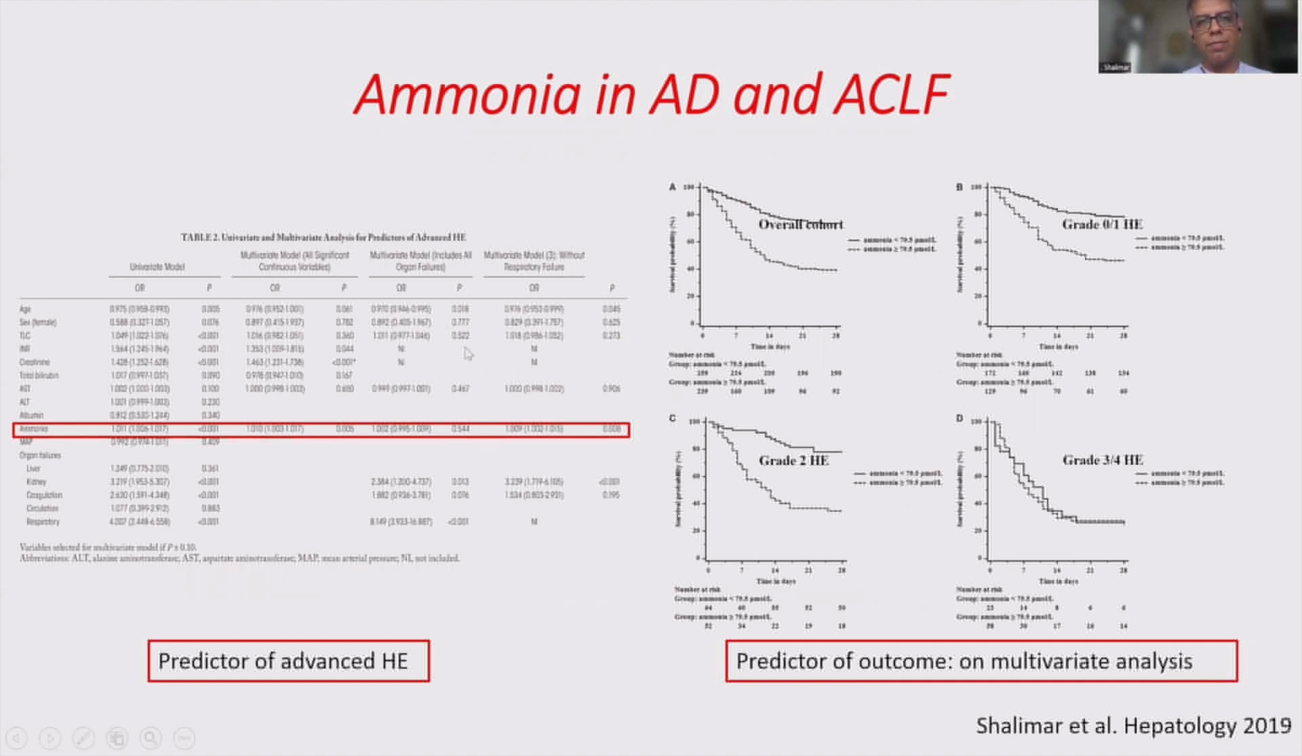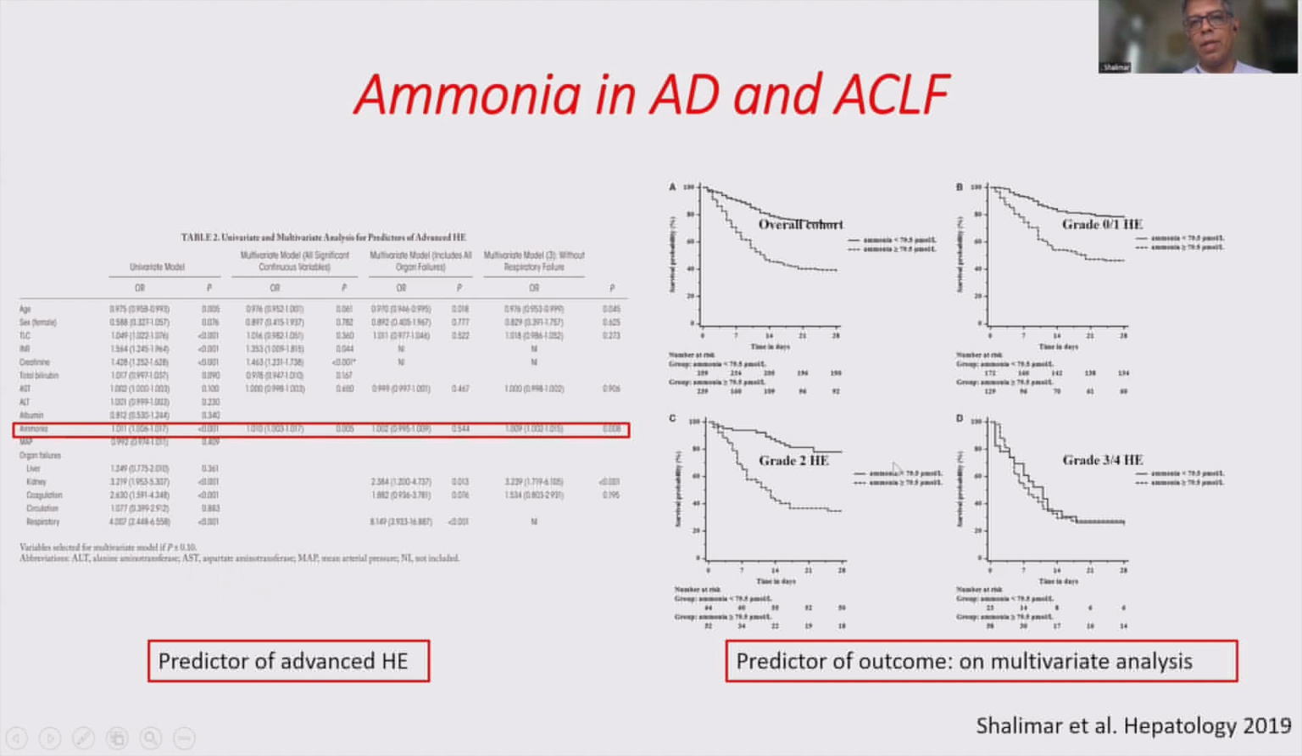On analysis, we found that ammonia levels were an independent predictor of advanced hepatic encephalopathy after adjusting for other variables on multiple different multivariate models. In addition, ammonia was also found to be an independent predictor of survival on multivariate analysis.